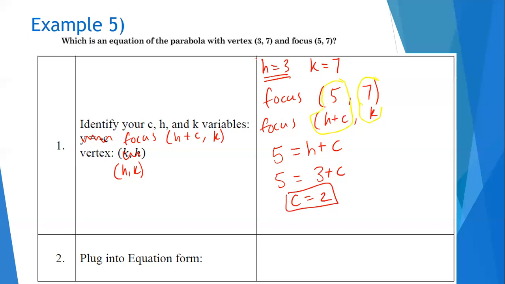So we have everything we need. We have our h, we have our k, we have our c. So we're going to plug into our equation: x equals 1 over 4c times y minus k squared plus h.